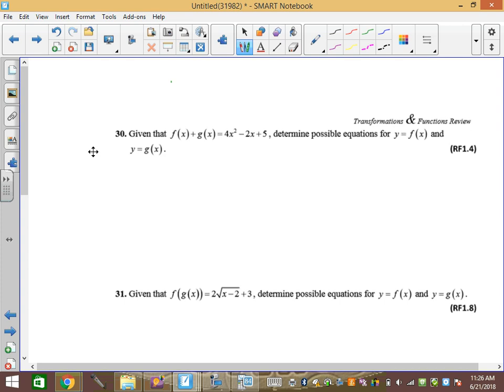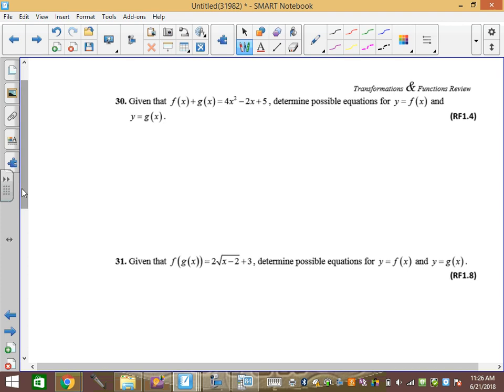So here's the last page. Given that f of x plus g of x equals that, determine possible values for f of x and g of x. So you need to figure out f of x and g of x values that when you add them and collect like terms, you would get 4x squared minus 2x plus 5. So if I made, let's say, f of x have a 6x squared, I would then know that g of x would have to have a negative 2x squared, so that when I add them, I get 4x squared, which is my resultant. I'm going to make a negative 5x.